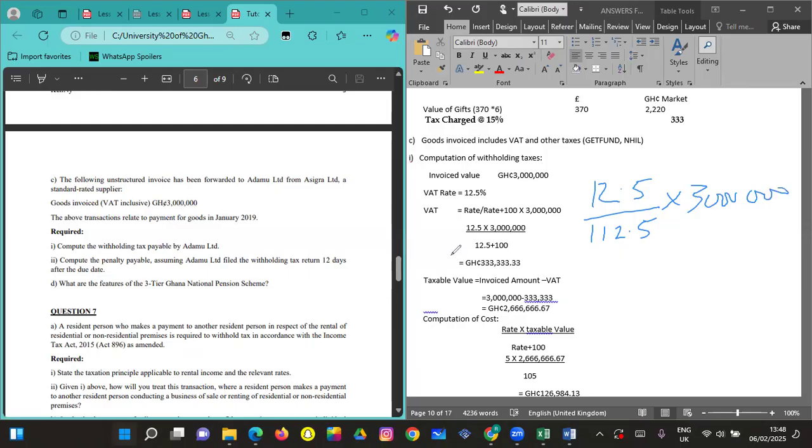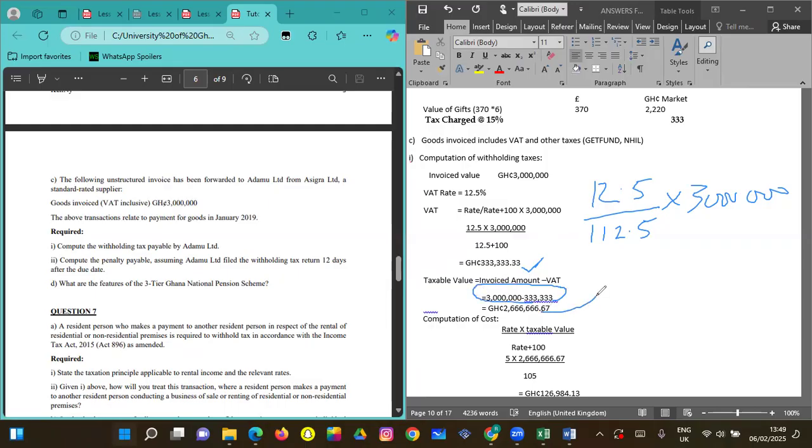Times 3 million. Then we are going to get our VAT amount, right? We'll get our VAT amount to be this. When we do this, we are going to get this. So after getting this, then we take it out and then get our goods less VAT. We've taken VAT out of it. Now, when we take VAT out of it here, it will be left with less VAT.